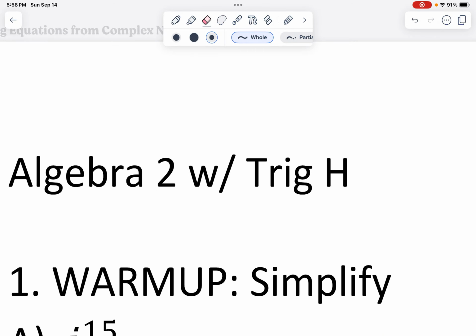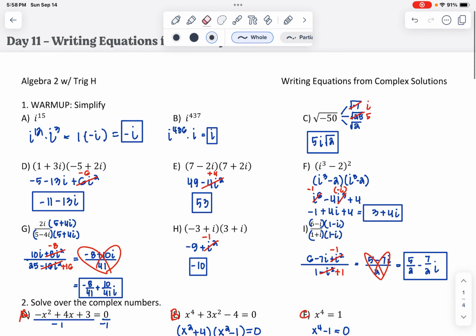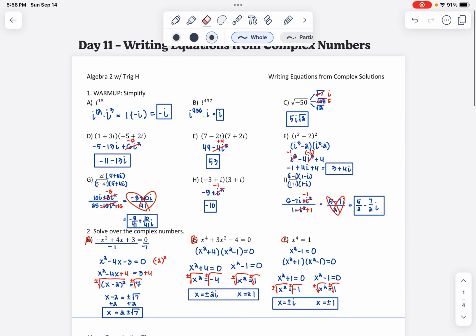All right, so welcome to our notes on writing equations from complex solutions. Notice that we start off with a lot of problems for you to try on your own. So go ahead, pause the video, try those. And then if you have any questions, you can reach out or just look at the answer key and see if that answers your questions. So here are the solutions. Here are your answers. You can pause the video if you want to check those.